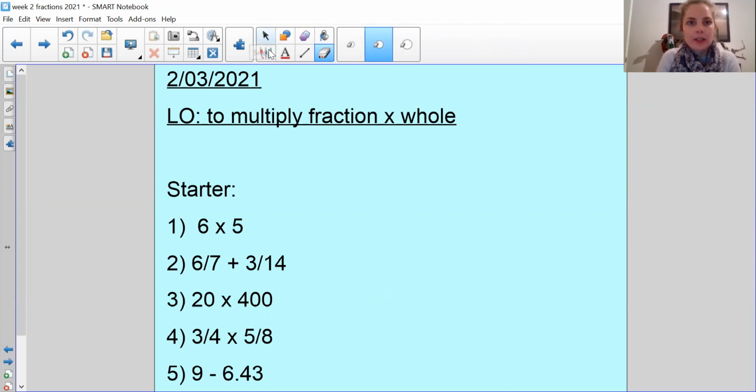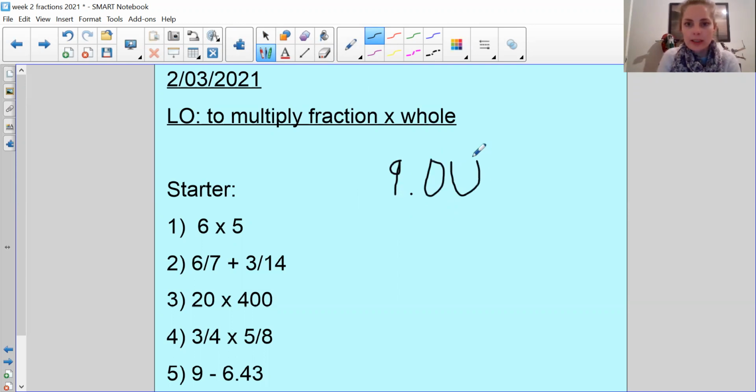And the last one is, I am going to put my whole number down. Right, 9. Right, a whole number, the decimal goes afterwards, and I put in my placeholders, and I'm subtracting 6.43. Okay, and now I can subtract.